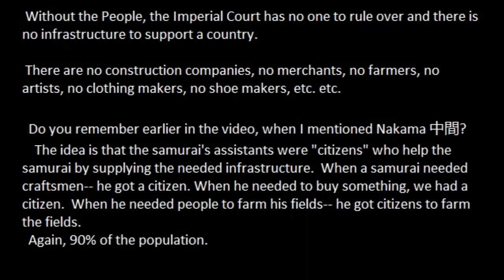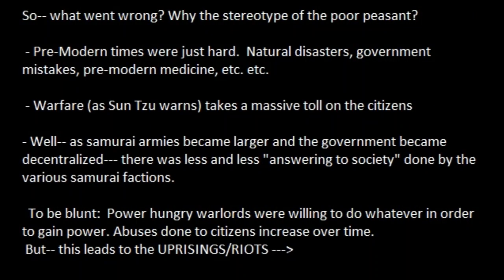So the government, 10% of the people, is serving 90% of the people. This is very important to remember, these numbers. Okay, so hopefully you as the viewer are understanding the importance and power of the 90%, the citizens, right? What that means. And then at this point we're going to ask, well, what went wrong? Like, why is there the stereotype of the poor peasant? Where does that come from?